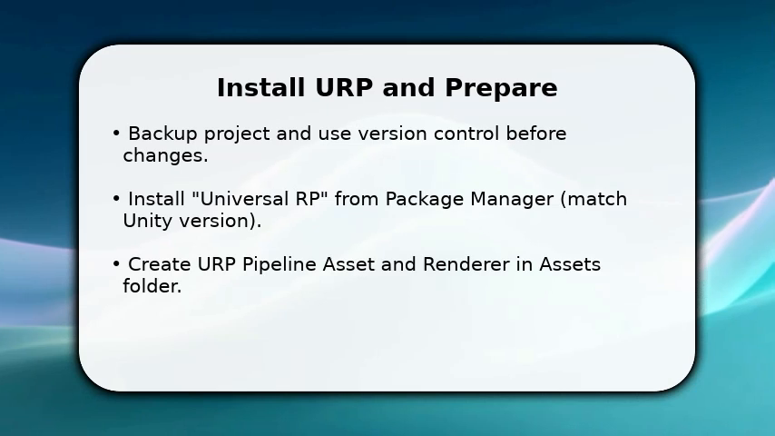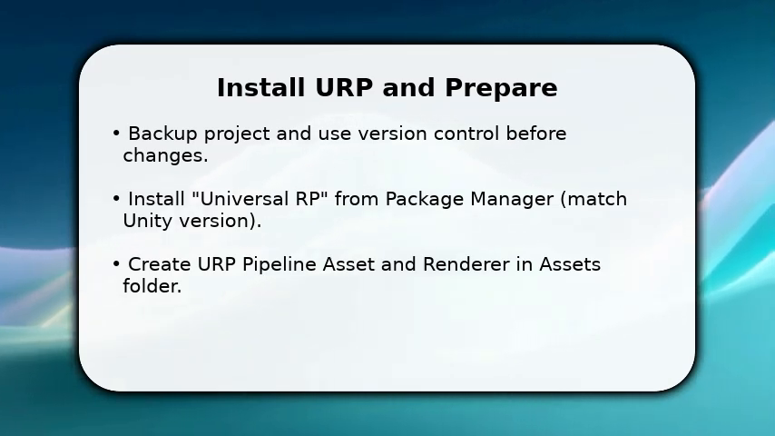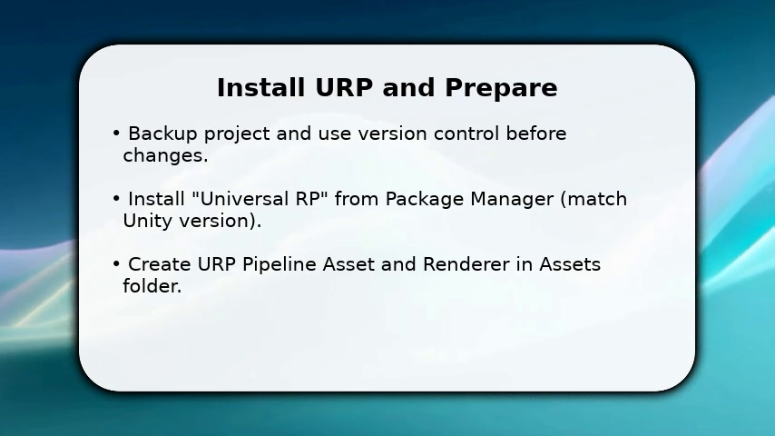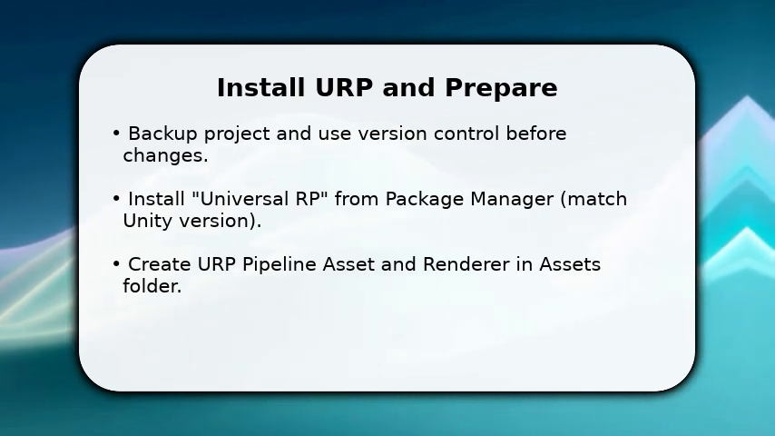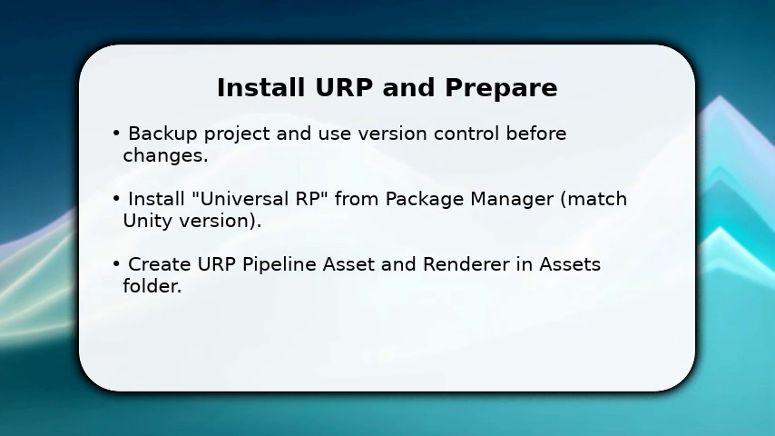You start by protecting your project. Make a backup or commit to version control so you can revert if needed. Then open Package Manager and install Universal RP. Choose a release that matches your Unity editor.